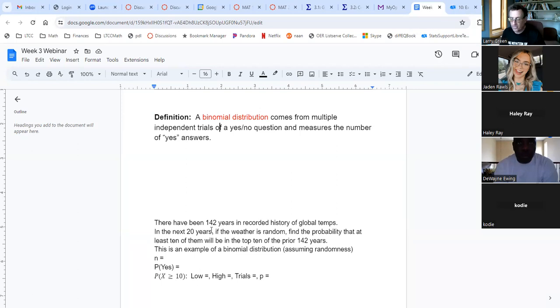In the next 20 years, if the weather is random, find the probability that at least 10 of them will be in the top 10 for the prior 142 years. Okay. So this is an example of binomial distribution because the question would be, is that year's global temperature in the top 10? And it either is in the top 10 or it isn't in the top 10. That's a yes, no question. Any questions on why that's binomial?